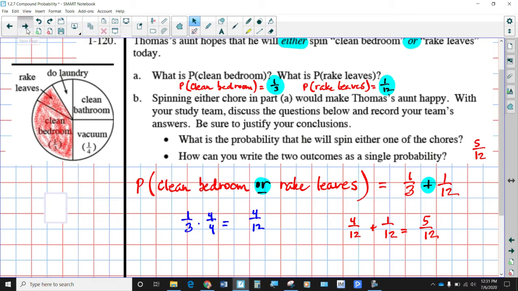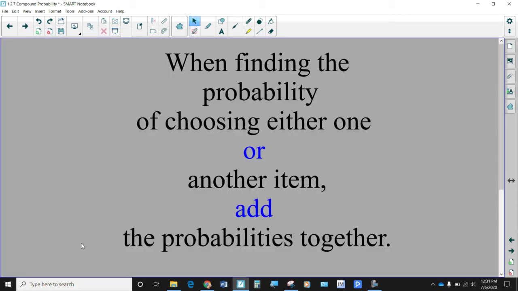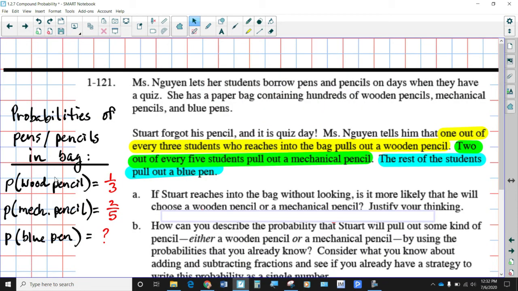Okay, so let's get this in your notes. When finding the probability of choosing either one or another item, the word or is critical here, you will add the probabilities together. Have that written in nice and neatly. That will be very handy for you later on in the year when you need to go back and look through your notes. You've got a probability problem that involves the word or. If you don't remember it, you can just look at this. All right.